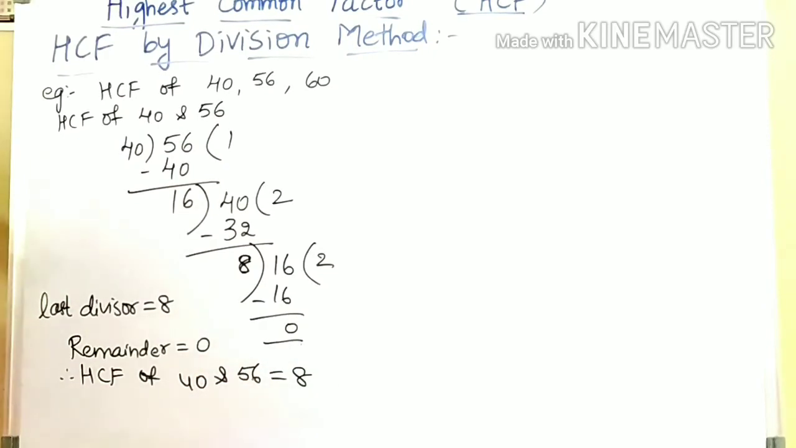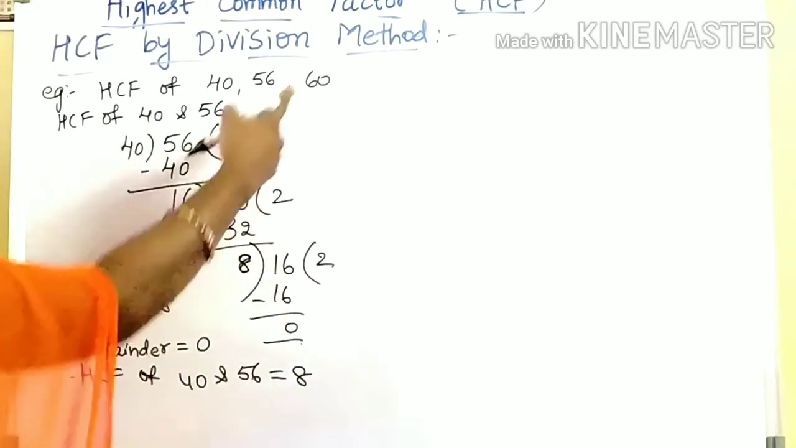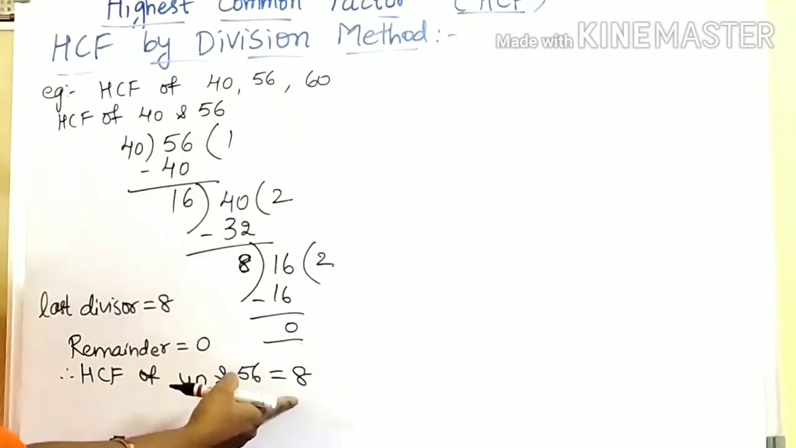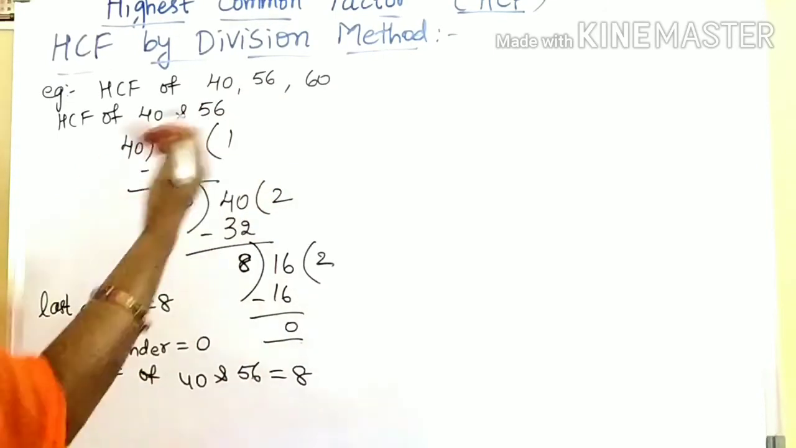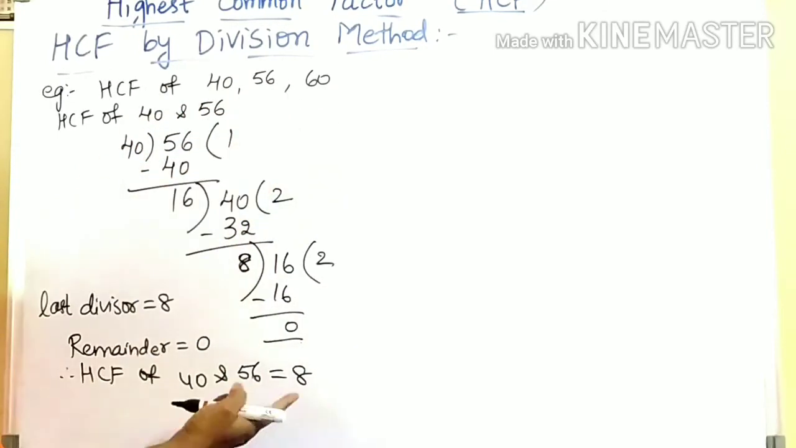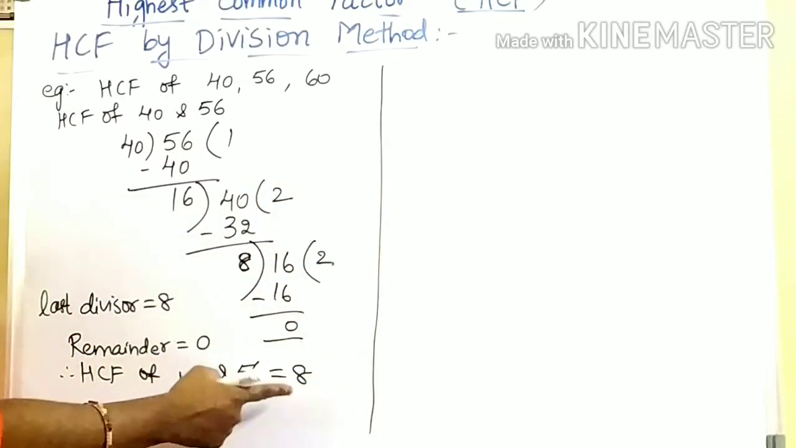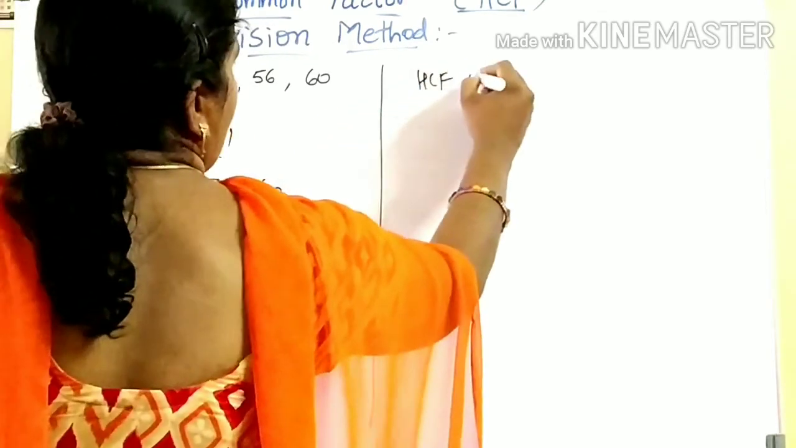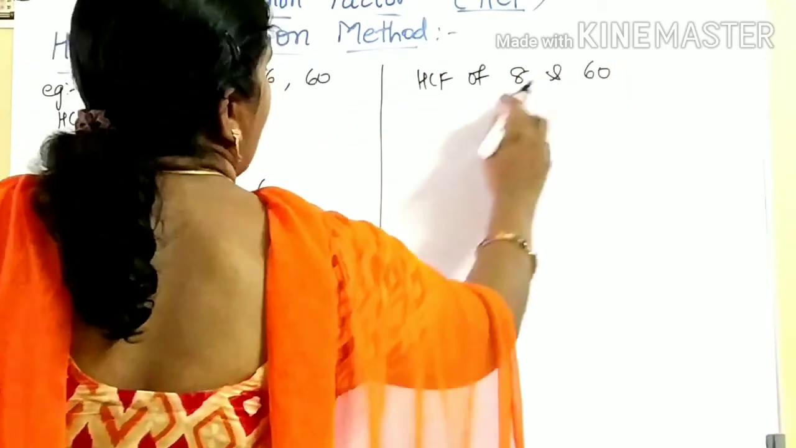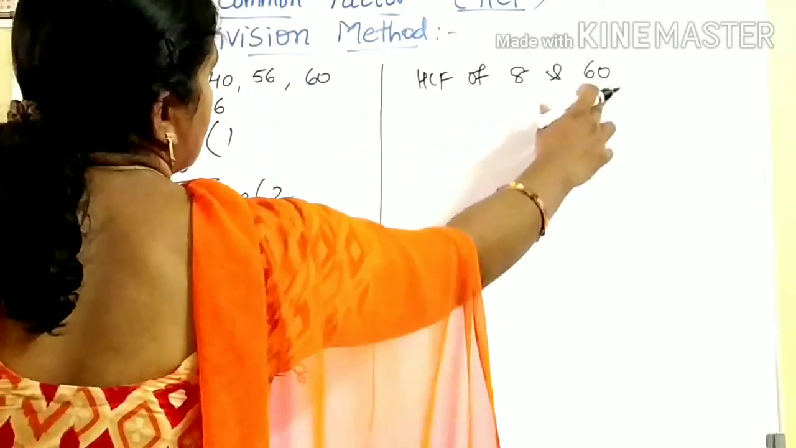Right? But now, find the HCF. You got here 8. Now you find the HCF of the third number and the HCF of the first 2 numbers. Here it is not completed, children. Here I have taken only 2 numbers. Now how to find with the third number? Now we should consider the HCF of 40 and 56, which you got as 8. Now in the second step you have to find the HCF of 8 and 60. What is 8 here? HCF of 40 and 56. Now in this, 8 is small, 60 is the larger number.